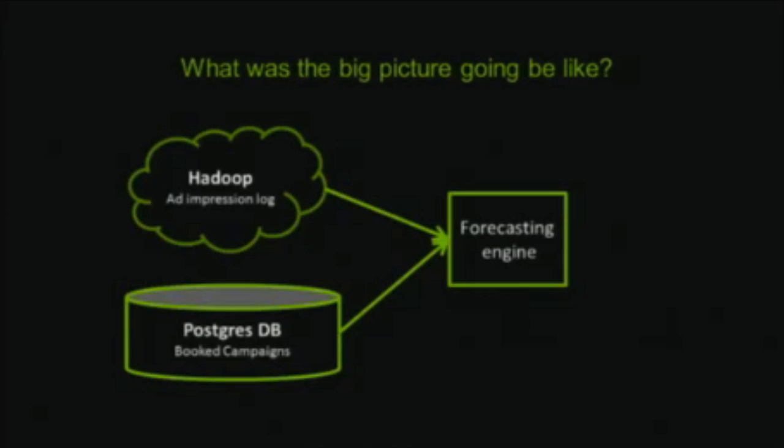But how did we actually solve that? Let's go to the fun part of diving deep into this problem. When we started building the system, we thought this is what the big picture of the whole system is going to look like. We store all the log level data on HDFS in our Hadoop cluster, so we are going to get some of that data from our Hadoop cluster. All our booked campaigns, which give us the number of booked impressions for that date in the future, are going to be pulled from a Postgres database. And we're going to feed those values into a forecasting engine, and whenever it gets a query, it can run a forecast.